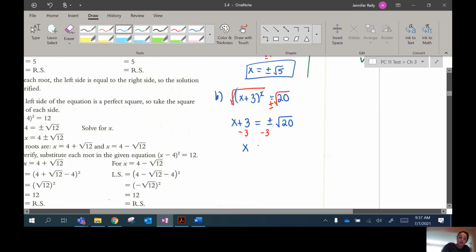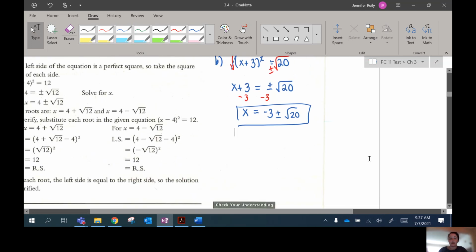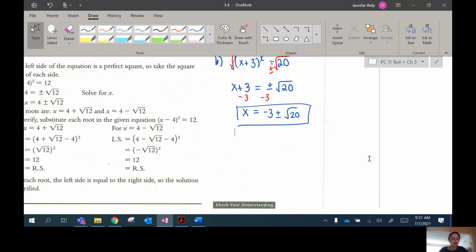Now, the square root of 20 cannot be evaluated, so we're going to leave it as a radical. So your final answer is going to look a little bit funny. It's going to look like this. -3 plus or minus square root of 20. You can give an approximate decimal answer if you plug that in your calculator, but we don't need to. We're going to leave it as an exact number here because it's irrational.